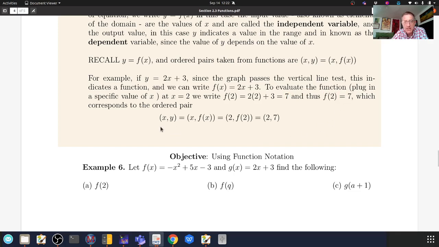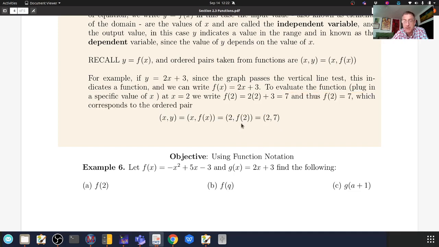So that means the point on the graph corresponding to x equals 2 is a point (x, y), which is the same as (x, f of x), which is (2, f of 2), which is (2, 7). So understanding this chain right here is conceptually important.